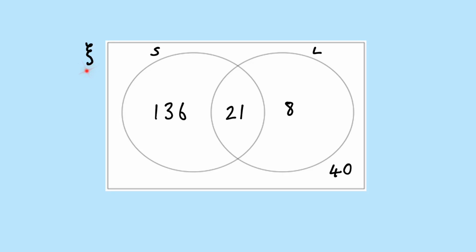This symbol is the notation for the universal set. The S simply stands for students that can swim, and the L stands for the students that are left-handed. There are 21 students who are both left-handed and swim. There are 136 students in this section of the circle, which means that 136 students swim, but they're not left-handed. If we wanted to know how many students swam, regardless of whether they're left-handed or right-handed, we would add these two together.